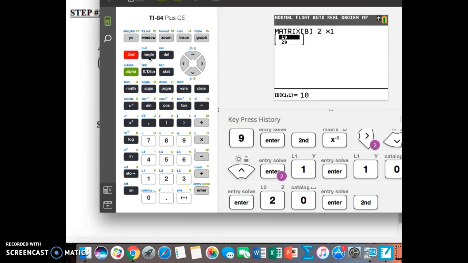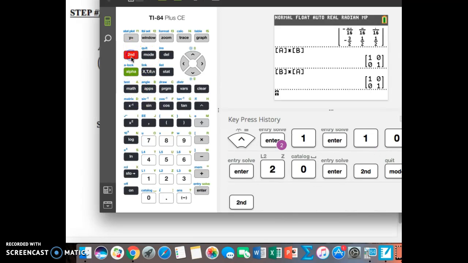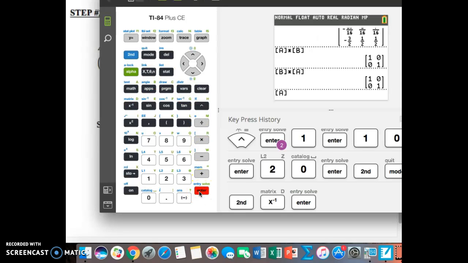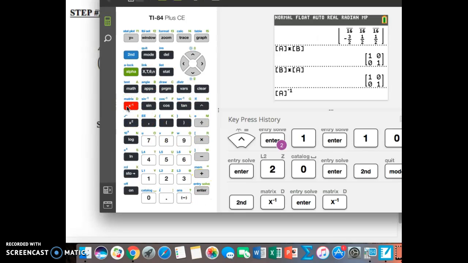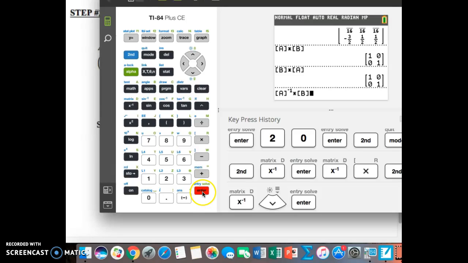So if we go to our home screen, second mode brings us to quit. We first need to find what A inverse is. So if we click second matrix, click enter on A, and then the inverse button, and then multiply, times, and then second matrix, go to matrix B, click enter, and then if we click enter again, it shoots us out a matrix, negative 10, 10.